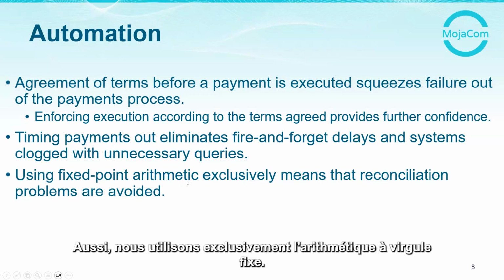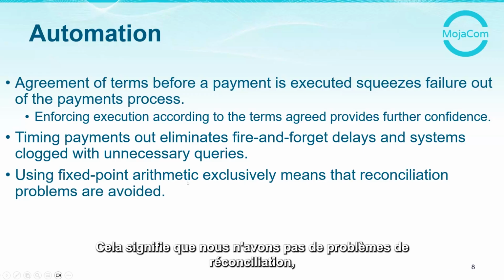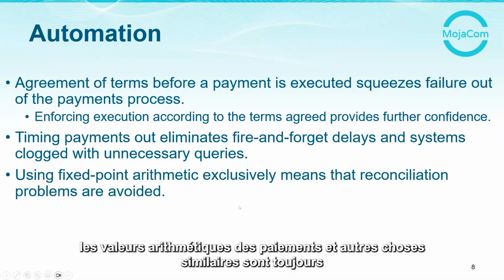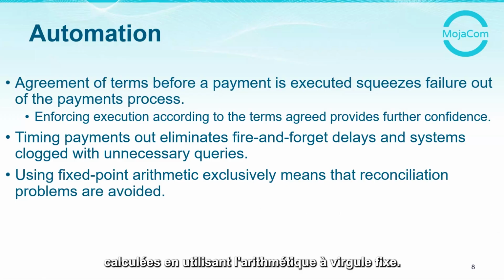Also, we use exclusively fixed point arithmetic. That means that we don't have reconciliation problems, at least in principle. The arithmetic values of payments and things like that are always calculated using fixed point arithmetic. We never use floating point.